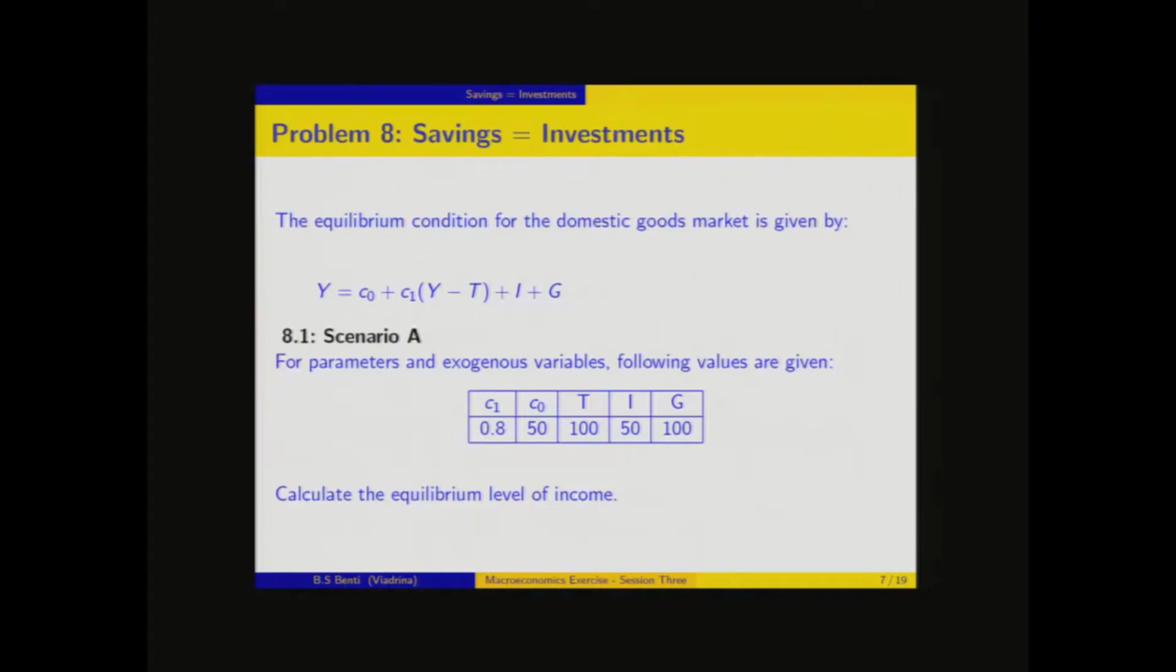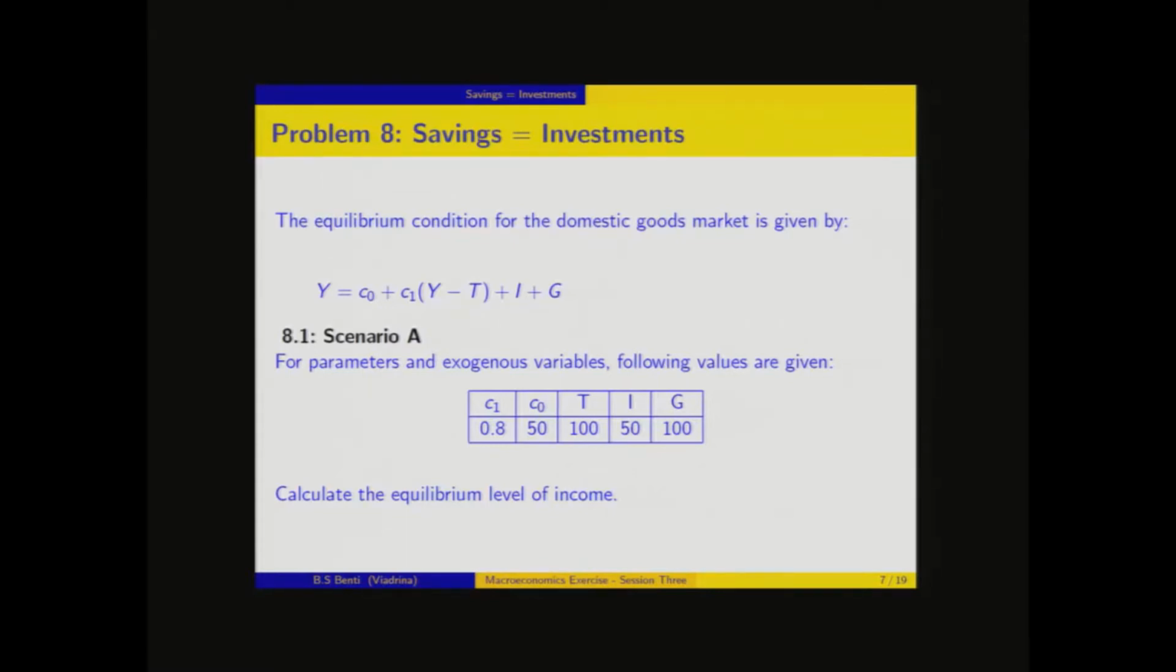We would move on to problem number 8. Savings is equal to investment. Again, the equilibrium condition in our domestic goods market is given by Y = C0 + C1(Y - T) + I + G. For parameters and exogenous variables, the following values are given.